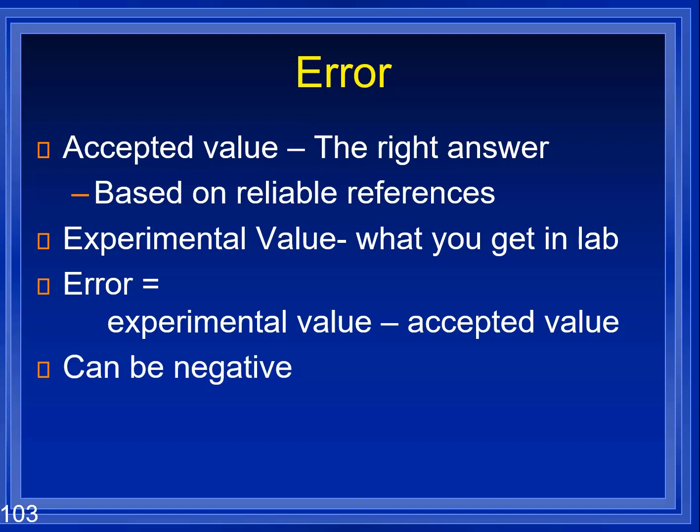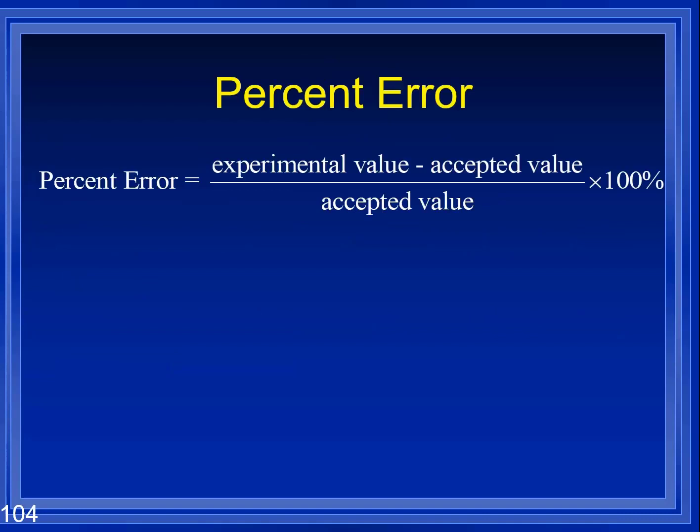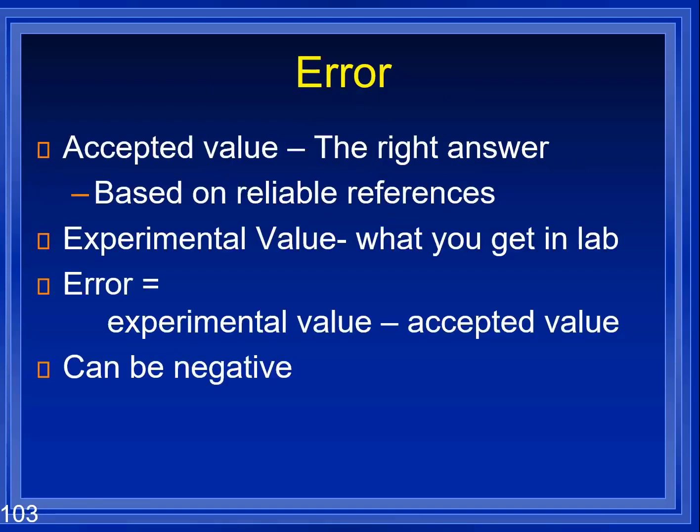How would you get a negative number doing that math? The accepted value is higher than what you got, right? I'm subtracting too big a number. So that means that your answer was too low. Positive would mean that your answer is too high.